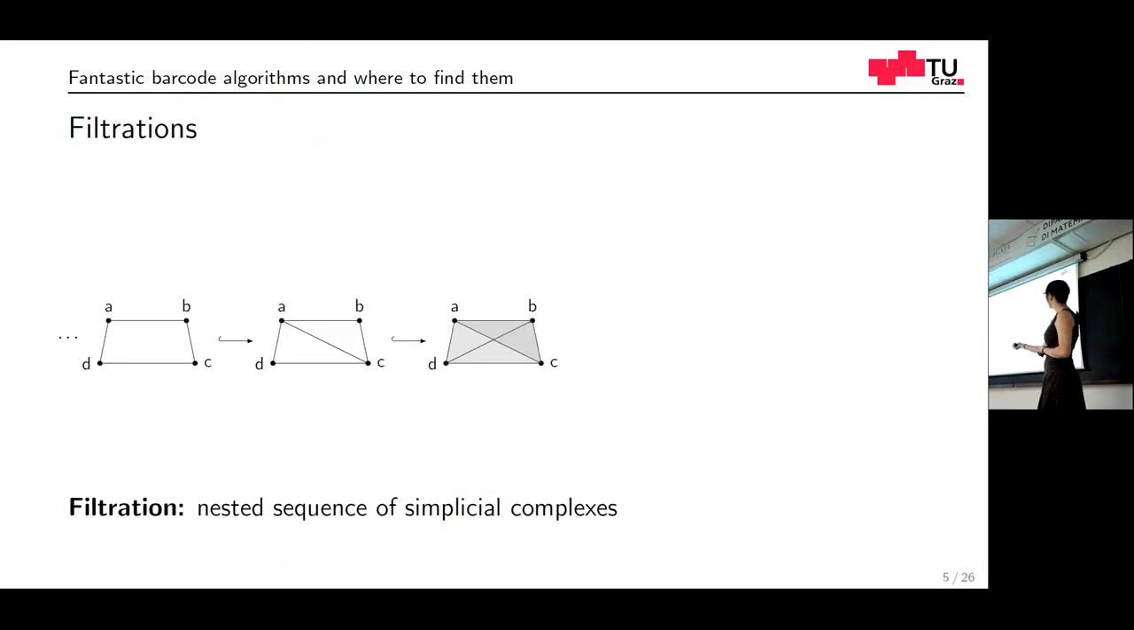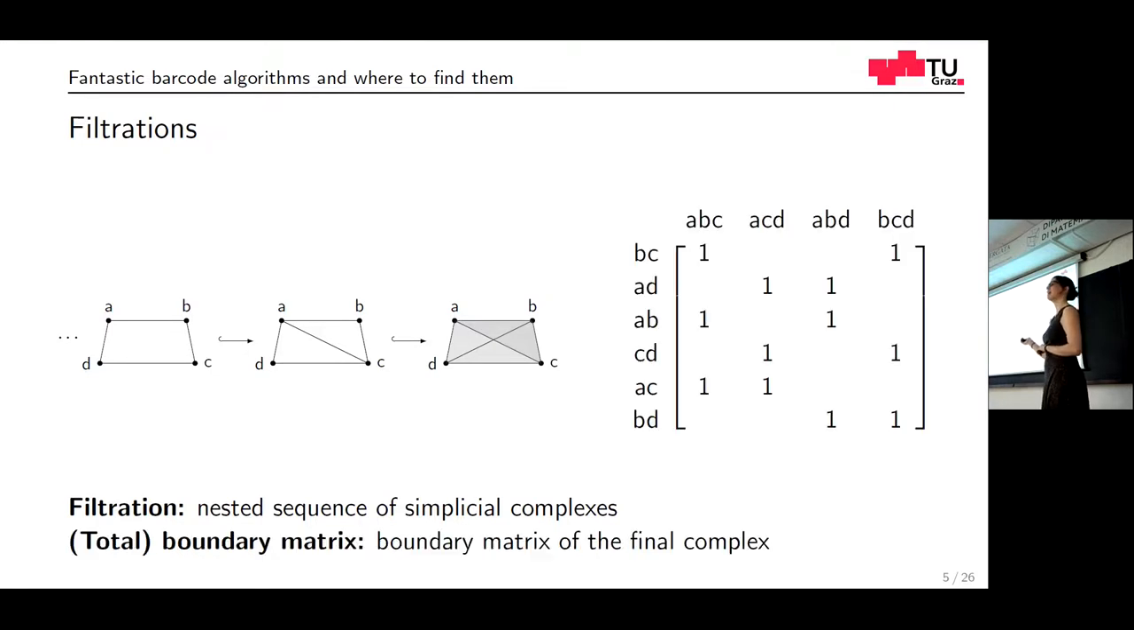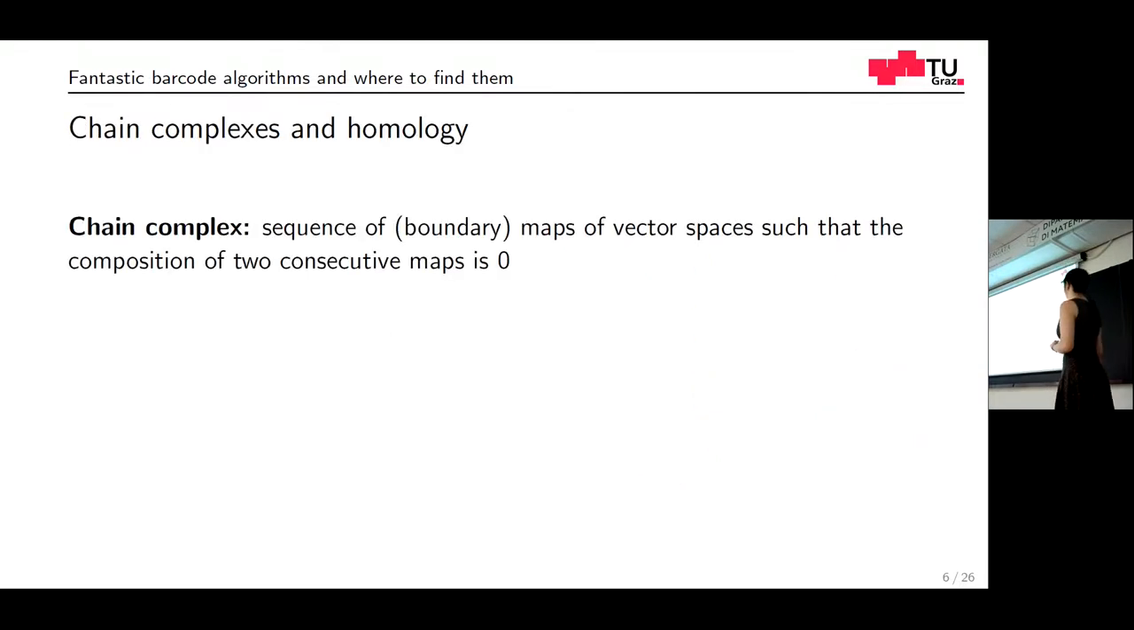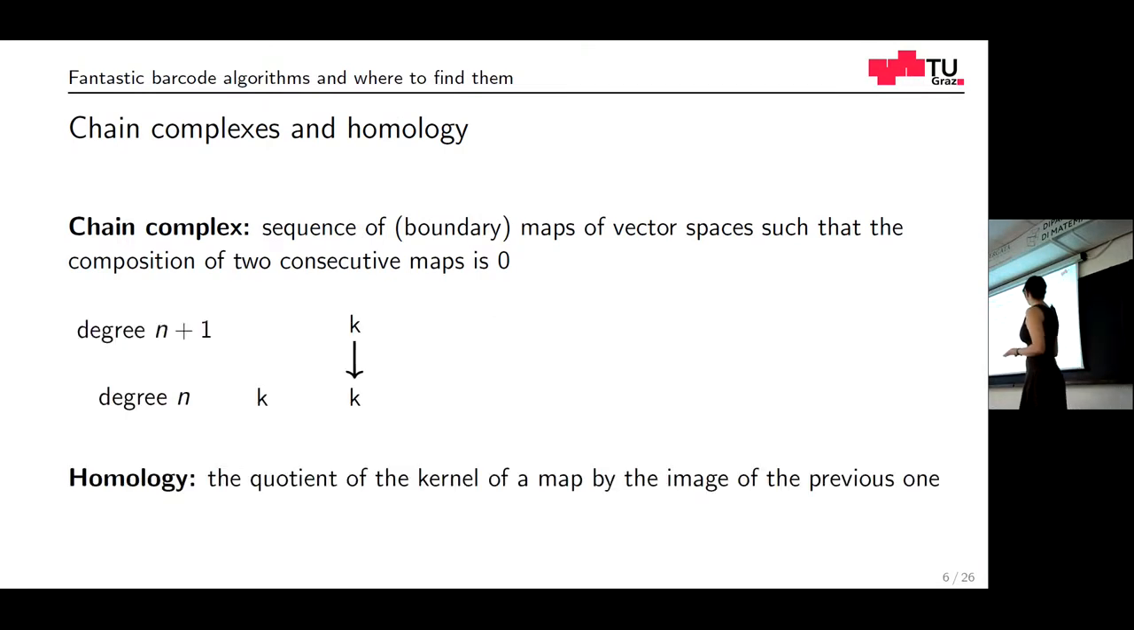Filtration. I simply have a nested sequence of simplicial complexes, and then I'm going to have the boundary matrix, which is basically the boundary matrix of this last one. Okay, and I'm encoding the information of the ordering, so who entered before, in the order of the columns and the rows. Okay, so far so good. Chain complex, also here we're fine, I'm so happy.